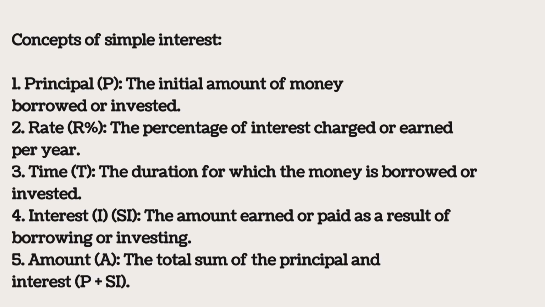3. Time, which is denoted with capital letter T, refers to the duration for which the money is borrowed or invested. 4. Interest, which is denoted with capital letter I and in some cases capital letters SI, which means simple interest, refers to the amount earned or paid as a result of borrowing or investing. And 5th is the amount, denoted with capital letter A, the total sum of principal and interest. So amount is equal to P plus SI, the principal plus the simple interest.